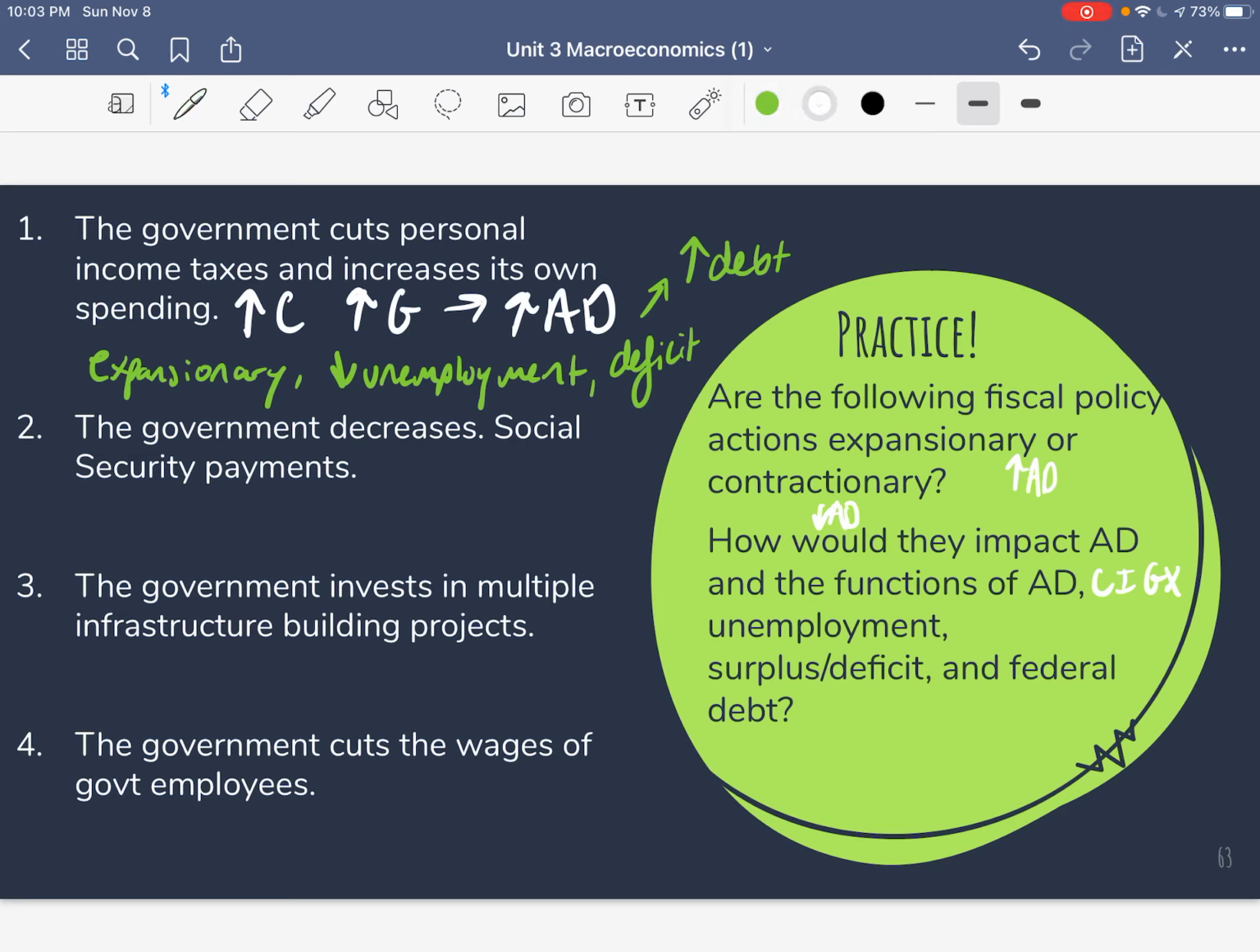The government decreases Social Security payments. So we're going to decrease government spending, and for people receiving Social Security, which is a large portion of America, we're going to decrease consumer spending. So all of that leads to a decrease in AD. And since we're decreasing AD, come back over here, decreasing AD means that we are more contractionary.